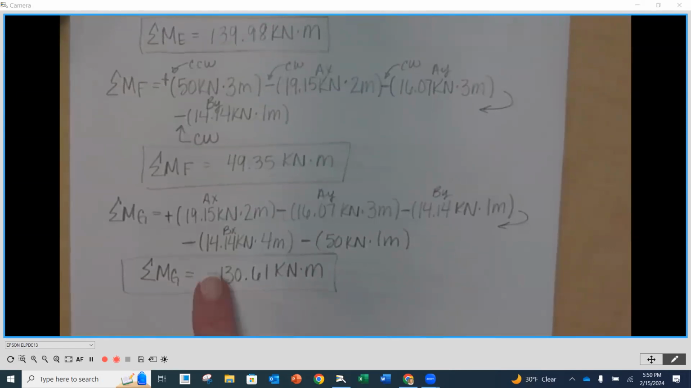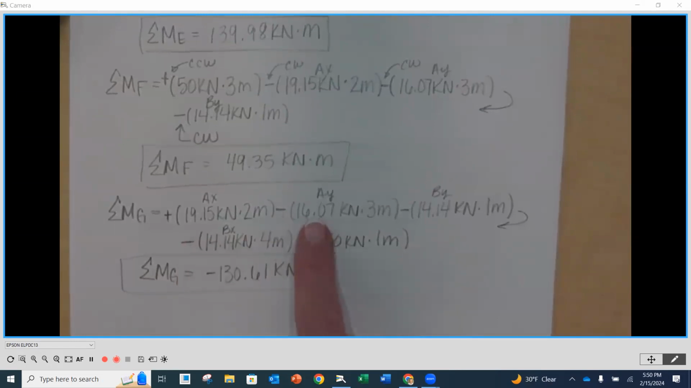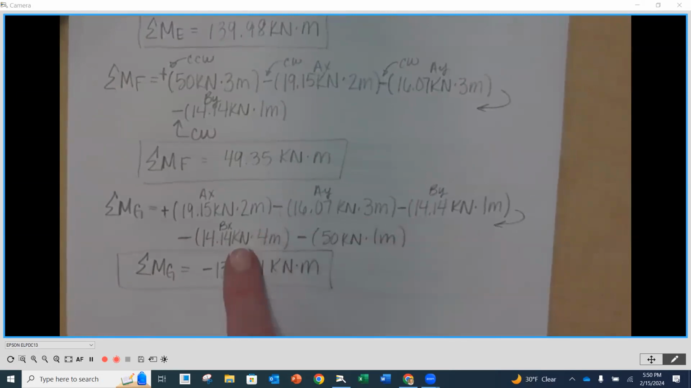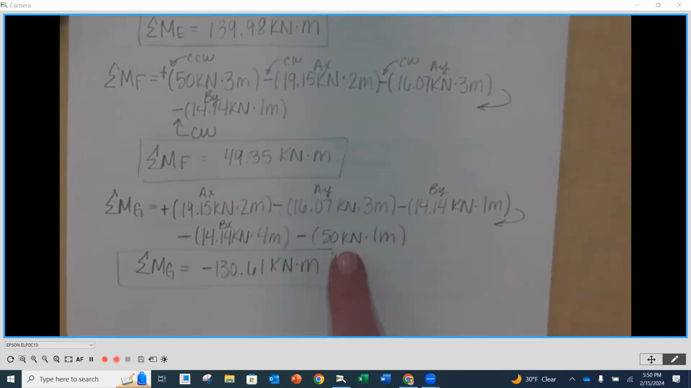Values. 19.15 times 2 minus 16.07 times 3 minus 14.14 times 1 minus 14.14 times 4. Okay. And then 50 minus 50 times 1.